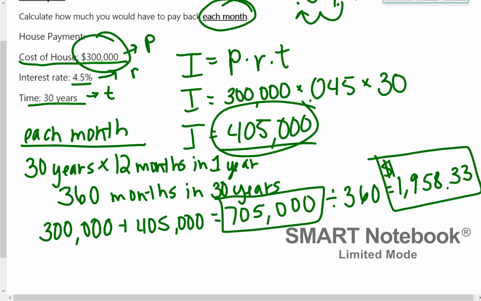So use this example to work through the This or That activity where you can pick your life choices and find out how much you have to pay each month.